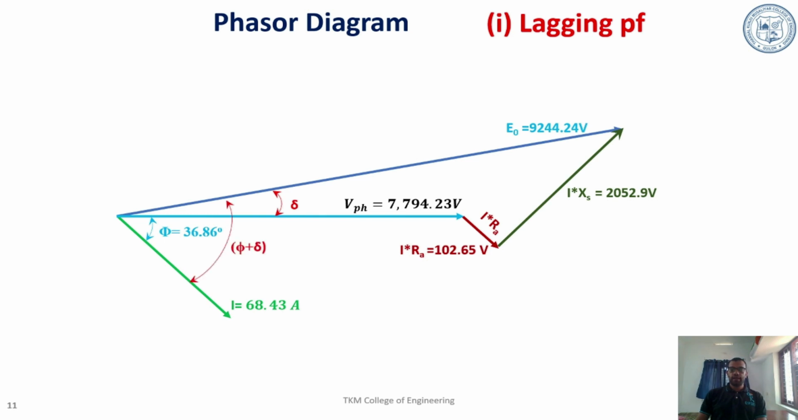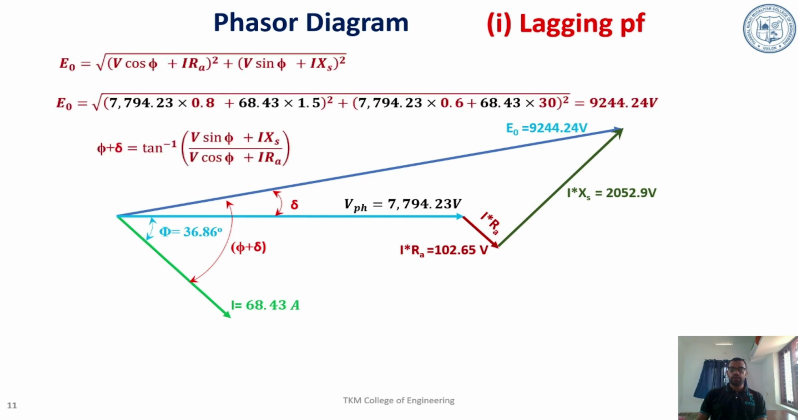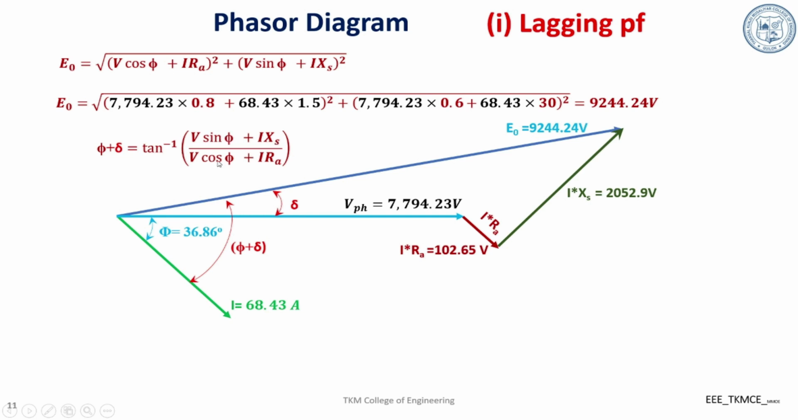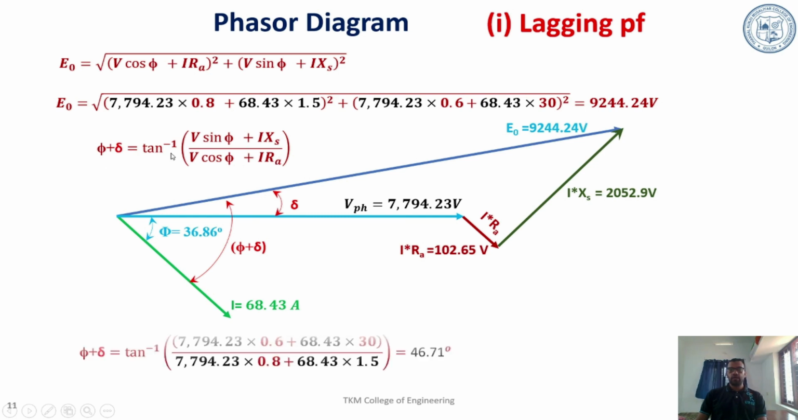The angle between E0 and I is phi plus delta. We have the equation for E0 as this one. From this phasor diagram, we can derive the expression for phi plus delta as tan inverse of (V sin phi plus I into Xs) divided by (V cos phi plus I into Ra). Substituting the values of voltage, sin phi, Xs, Ra and cos phi in this equation, we can obtain phi plus delta as 46.71 degree. Now, we know phi is 36.86. So, from this expression, we can calculate delta as 9.84 degree. So, this is the phasor diagram corresponding to the lagging power factor condition.